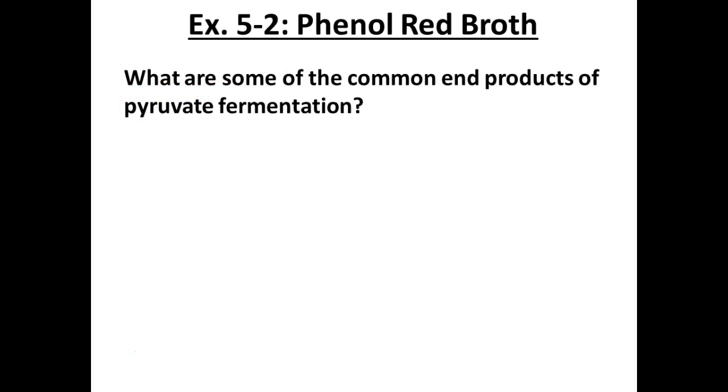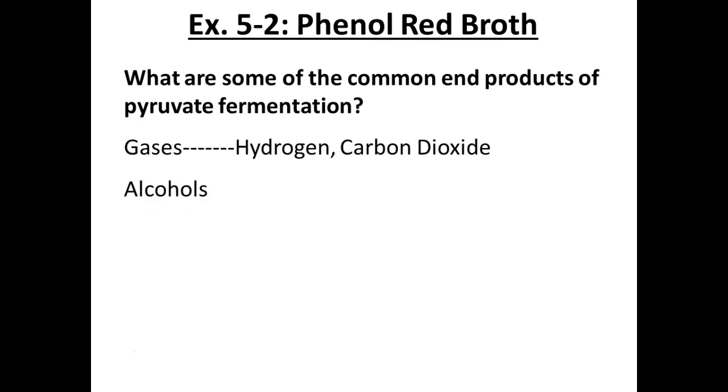So what are some of the common end products of pyruvate fermentation? So what did we say? Acids, alcohols, one more, gas, right? So gas is carbon dioxide or hydrogen gas. Alcohols, there's a whole list of them, right? An even longer list of acids. Those are the general categories of products that organisms are going to produce when they ferment.